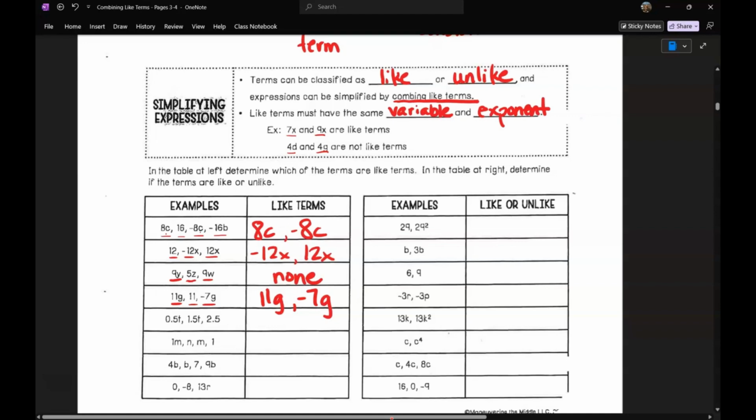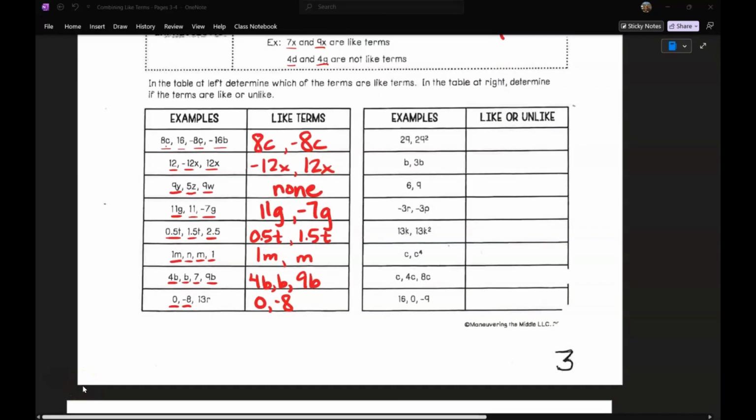All right, I want you to pause the video, finish out the next 4, and then unpause to check your answers. Pause now. All right, for the one with the t's, you should have 0.5t and 1.5t. You should have 1m and m. They both have the same variable. 4b, b, and 9b.